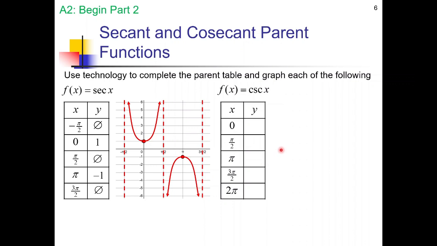Now let's see how cosecant compares to this. And this will be an interesting comparison because secant was the reciprocal of cosine. Cosecant is the reciprocal of sine. So, I mean, we know that sine and cosine are just each other kind of shifted over by 90 degrees. So I kind of wonder if we'll see the same thing with their reciprocals. Let's give it a look.